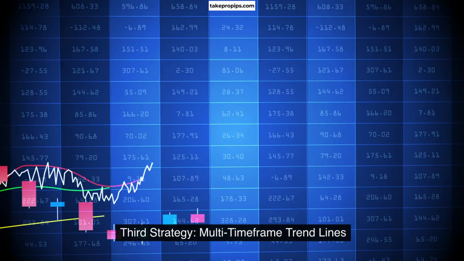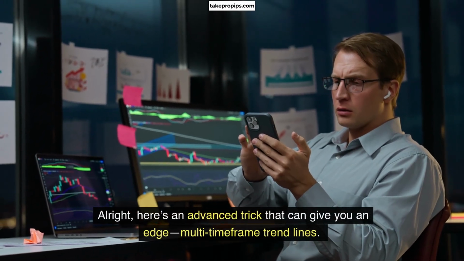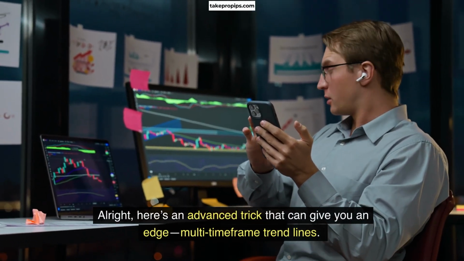Third strategy. Multi-timeframe trend lines. Alright. Here's an advanced trick that can give you an edge: multi-timeframe trend lines.